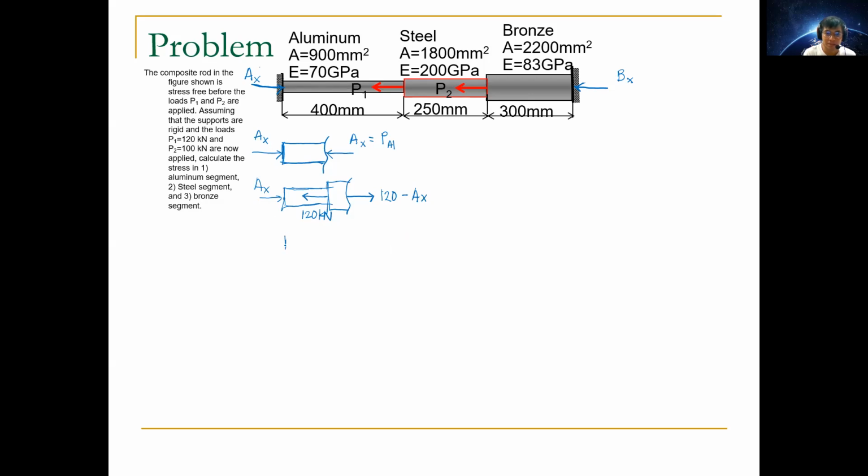So for the third one, we now go to the bronze part. Again, I just made my drawing shorter so we have space. So 120 kilonewtons, then this one is 100 kilonewtons, and let's say this is AX still. So this now becomes 220 minus AX.